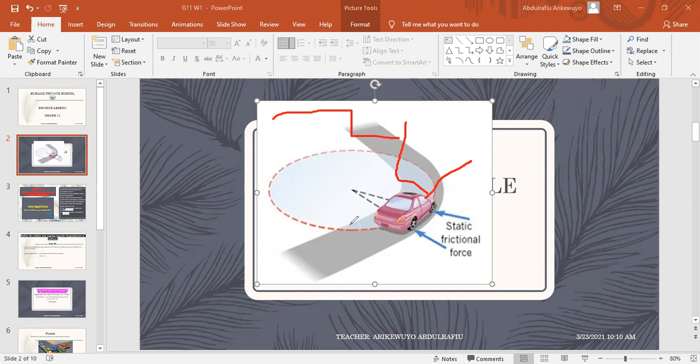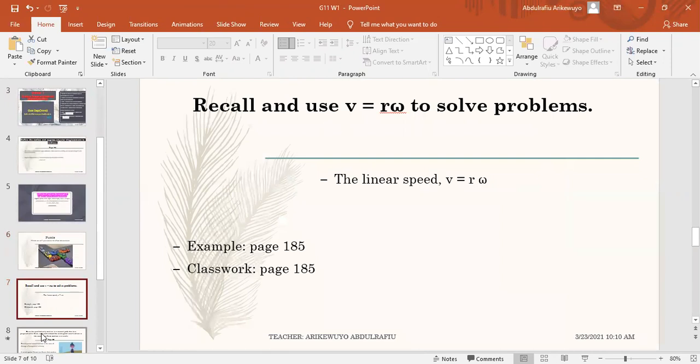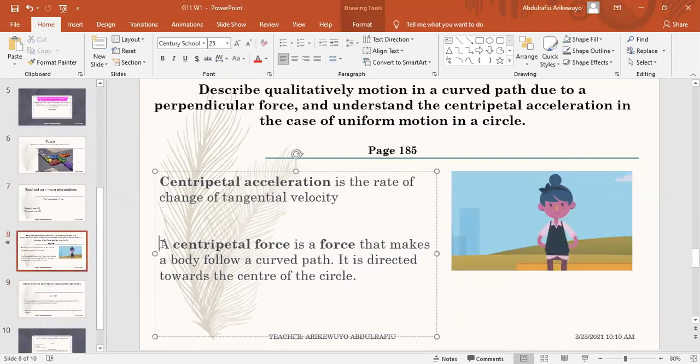What is the name of that force? Centripetal force. It is the force that pulls an object that is moving in a circular motion to the center of the circle. It is pulling it towards the center. Are you following? Now let's go back to the definition, so that you can understand better. So can you read centripetal force now?